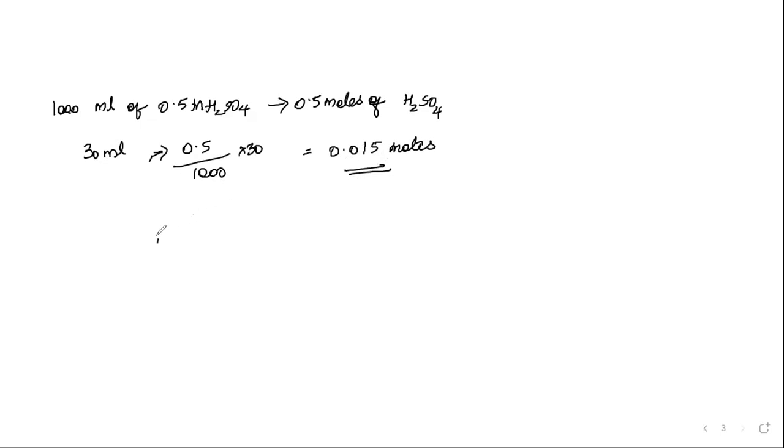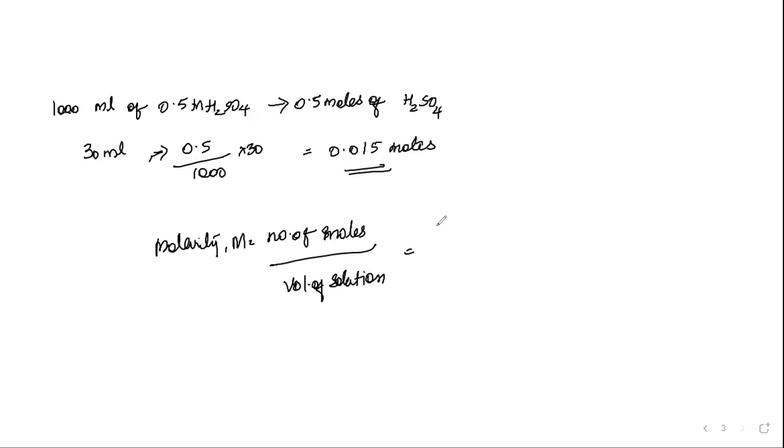Now we have to calculate the molarity, capital M, as number of moles divided by volume of solution. We have to find out the molarity of 30 ml of H2SO4. That's why we have to separately find out the number of moles present in 30 ml. Do you understand the question? Why are we separately calculating the number of moles for 30 ml only? Yes, ma'am. So for 30 ml, we got the number of moles as 0.015.